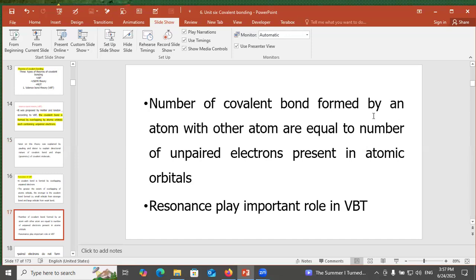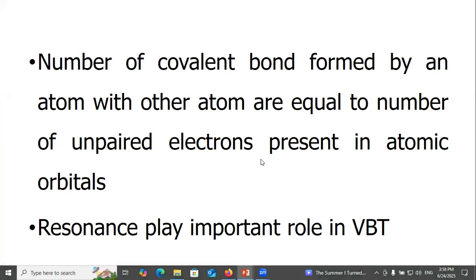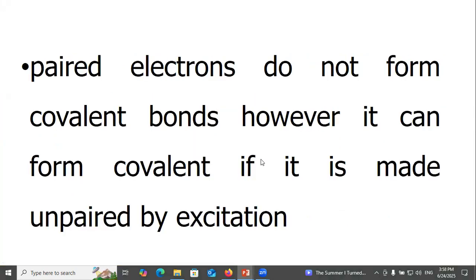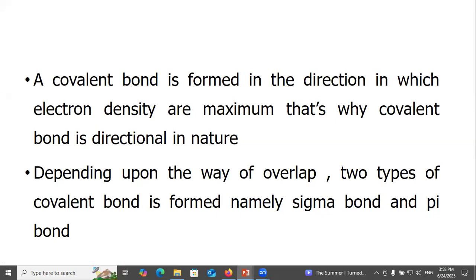Number of covalent bonds formed by an atom with other atoms is equal to number of unpaired electrons present in atomic orbitals. Resonance plays an important role in valence bond theory. Paired electrons do not form covalent bonds. However, it can form covalent bonds if it is made unpaired by excitation. A covalent bond is formed in the direction in which electron density is maximum. That's why covalent bond is directional in nature.